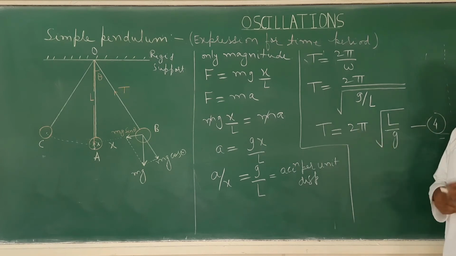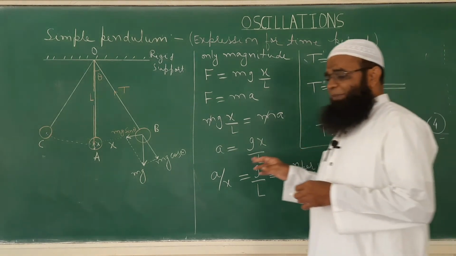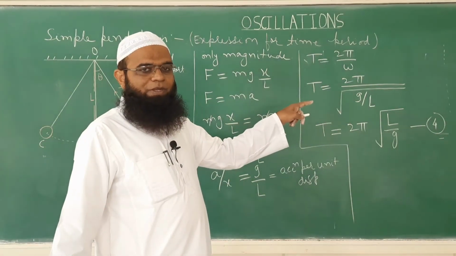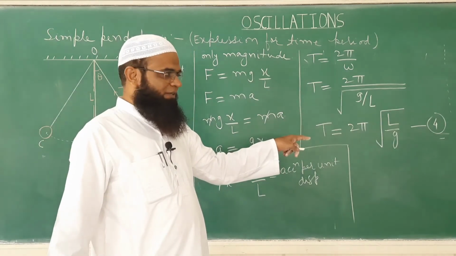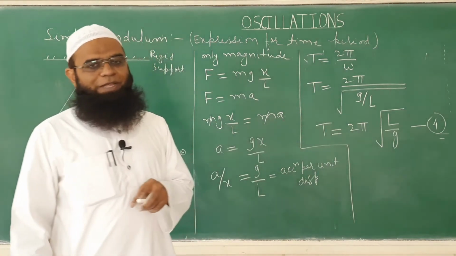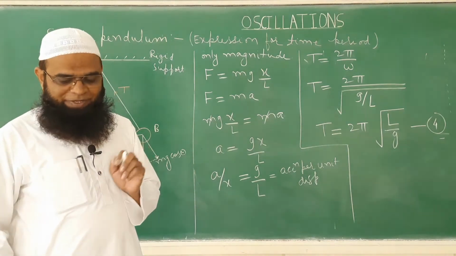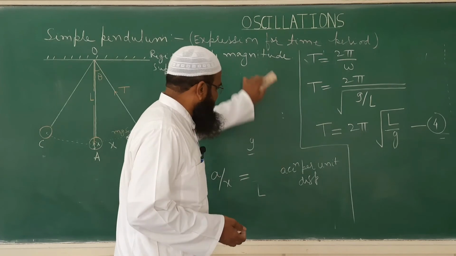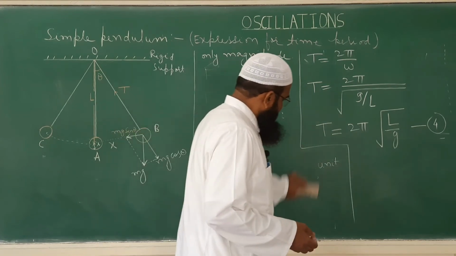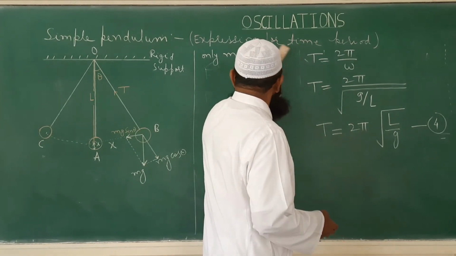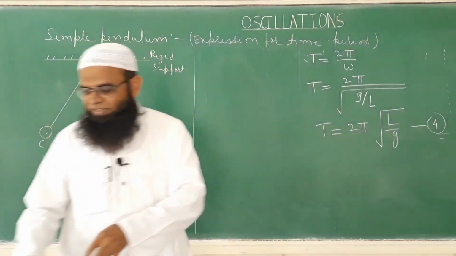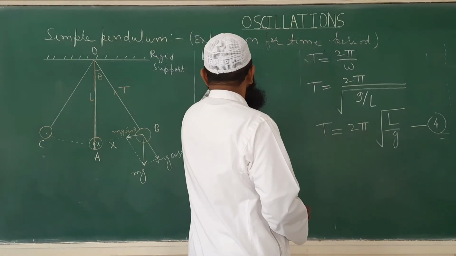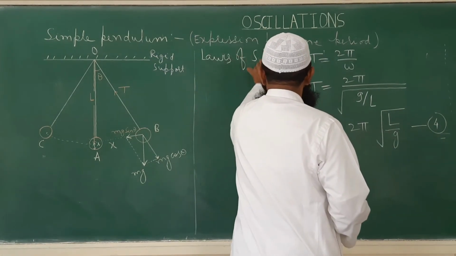From this equation it is clear that the time period of a simple pendulum depends upon the length of the simple pendulum and acceleration due to gravity. Here there is no small m, that is, the mass of the bob. It means that time period is independent of the mass of the bob. So from this equation we can derive the laws of simple pendulum. So in short, we will see the laws of simple pendulum.